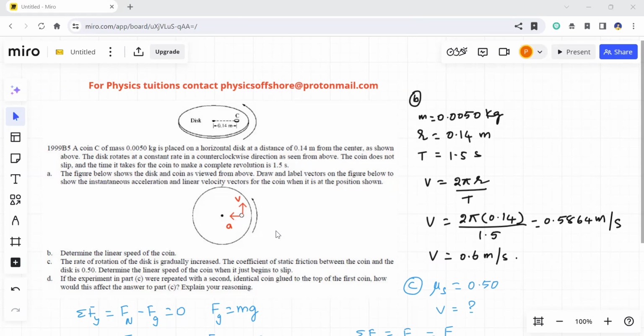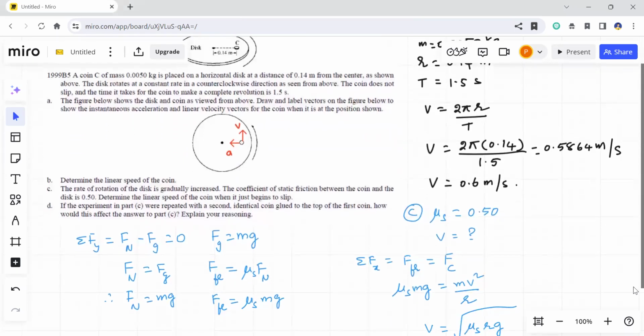Now we have to find out the speed of the coin. Speed v is equal to 2 pi r by T. Plug in the values, and the answer is 0.6 meters per second.